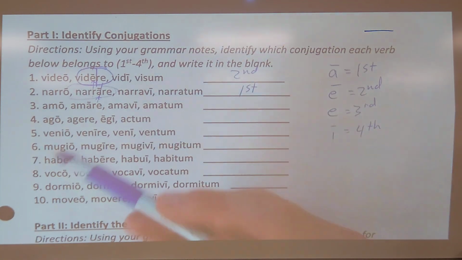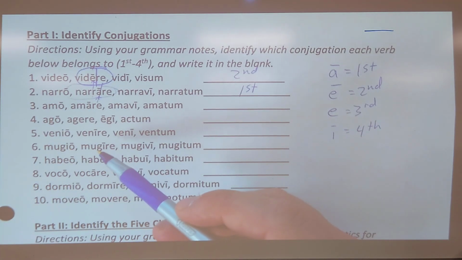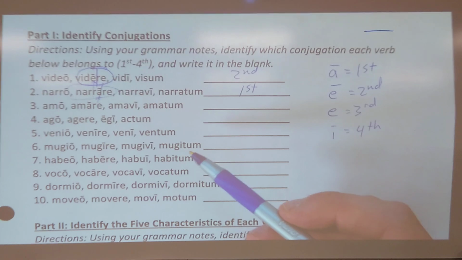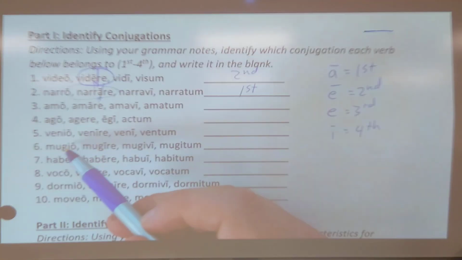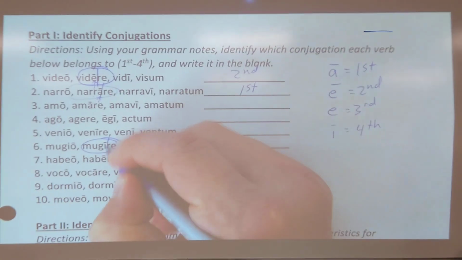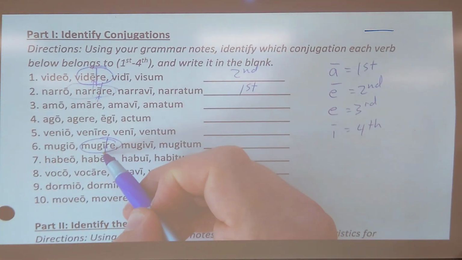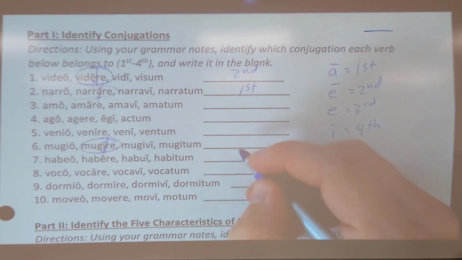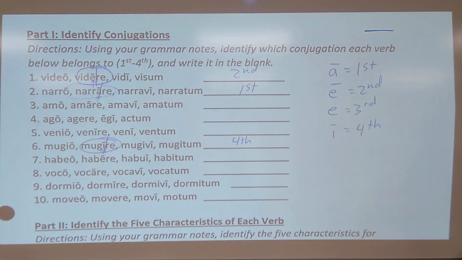We'll just skip down to number 6. Mugio, mugire, mugivi, mugitum. One of my favorite Latin verbs, the verb for to moo, like a cow. So you go to your second principal part. Chop off the RE. You're left with a stem of long I, which means this one is fourth conjugation. Works like a fourth. Okay?